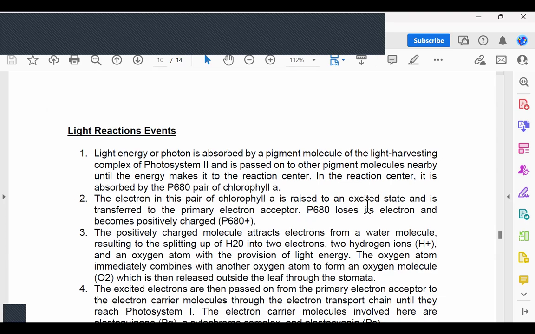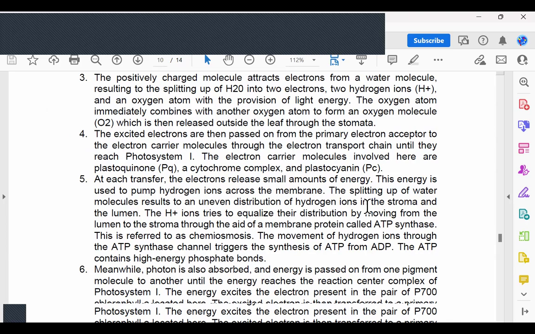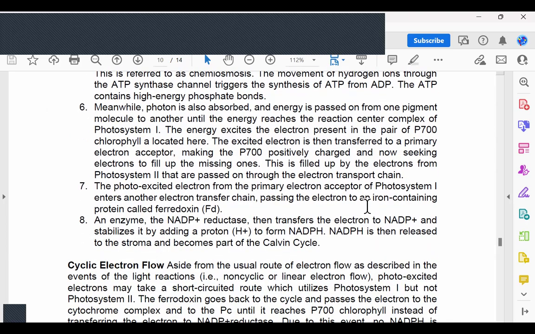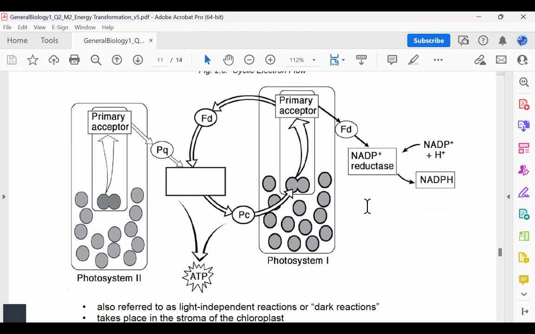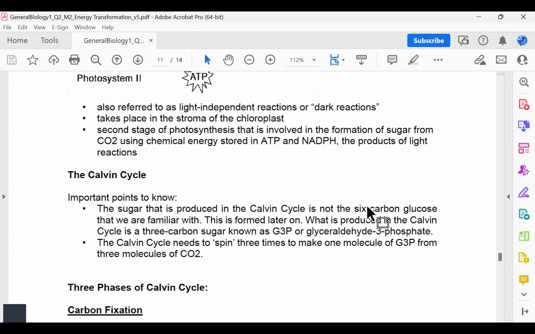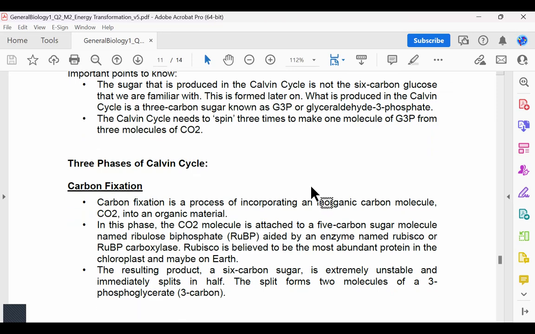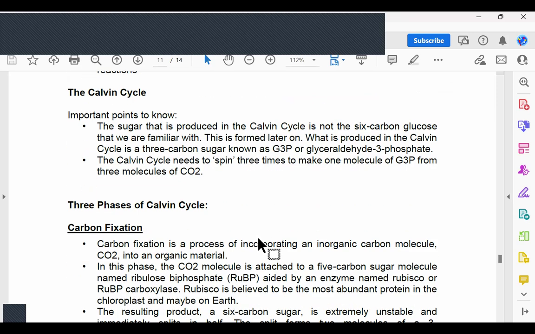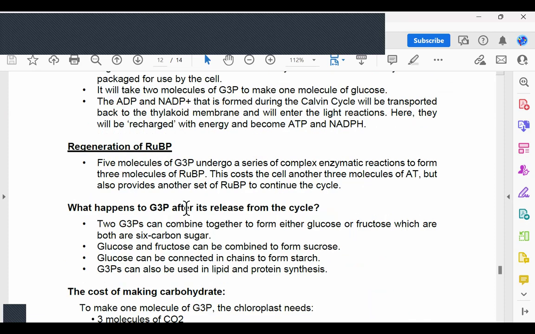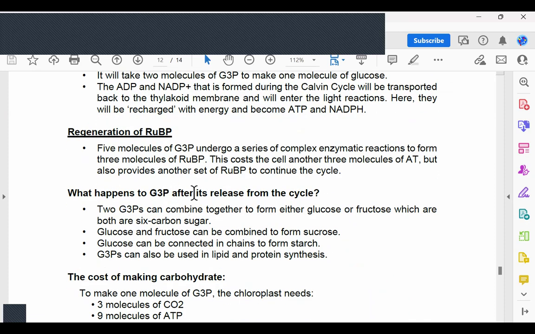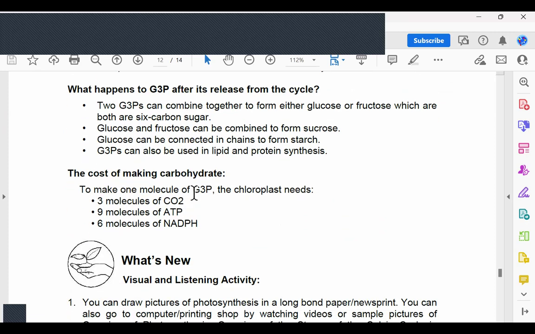These are the technicalities of the light reaction. They're quite long. And another photosystem. Okay, Calvin cycle. And how many phases does the Calvin cycle have? Carbon fixation, reduction, regeneration of RuBP, what happens with G3P, and the cost of making carbohydrates.